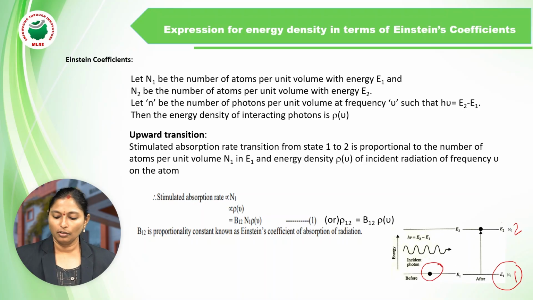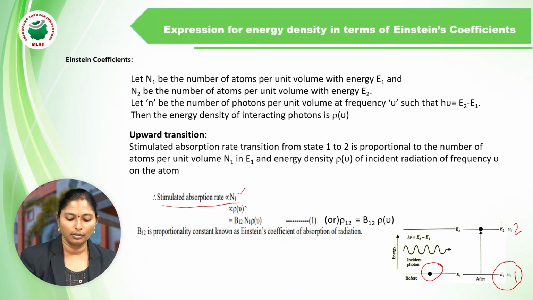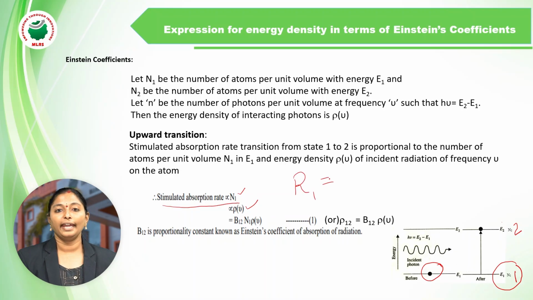So for the transition from 1 to 2, the rate of absorption is proportional to the number of atoms in the ground state and the incident energy. The stimulated absorption rate is proportional to the number of atoms N1 and the energy density. If we write R1, where R1 is the rate of stimulated absorption.